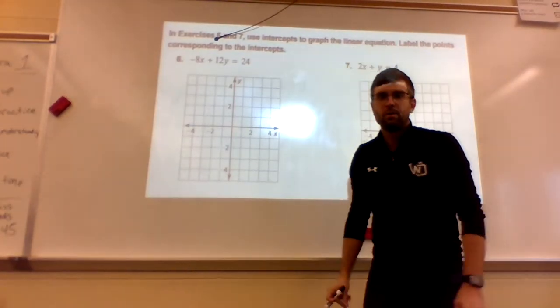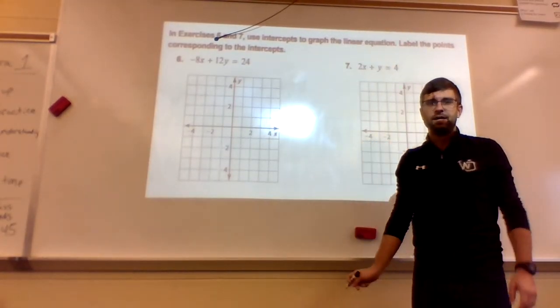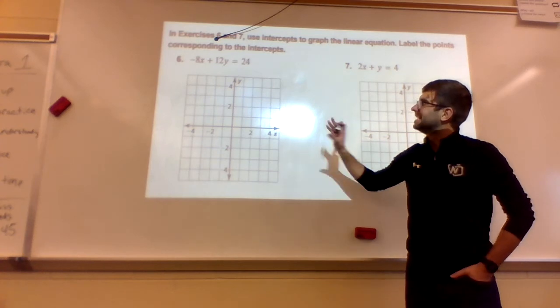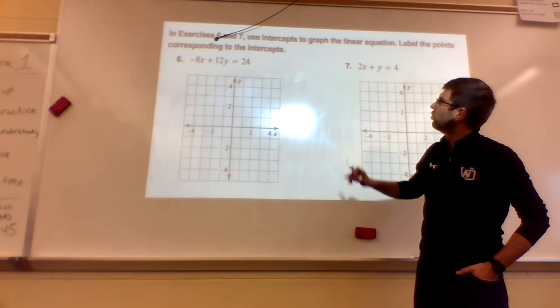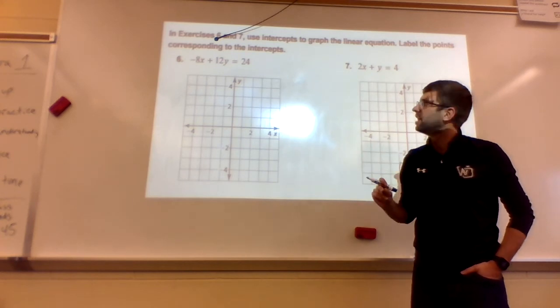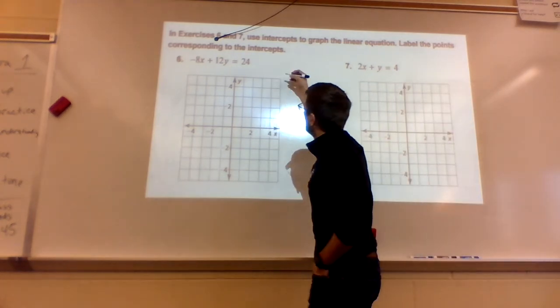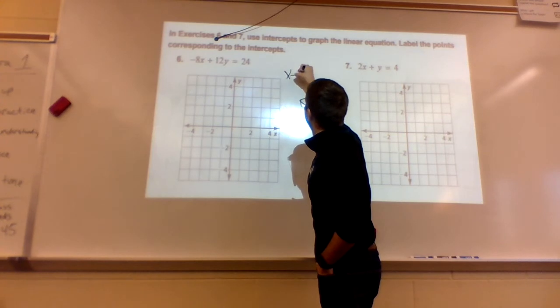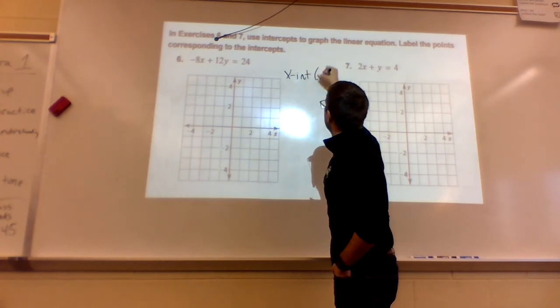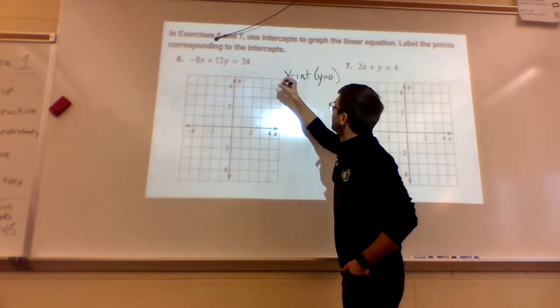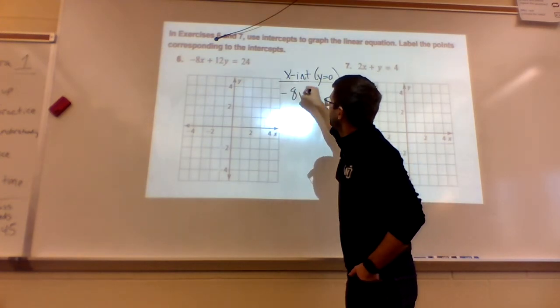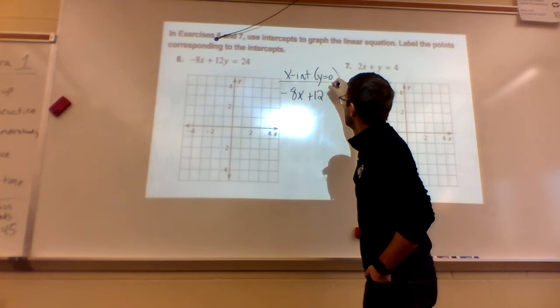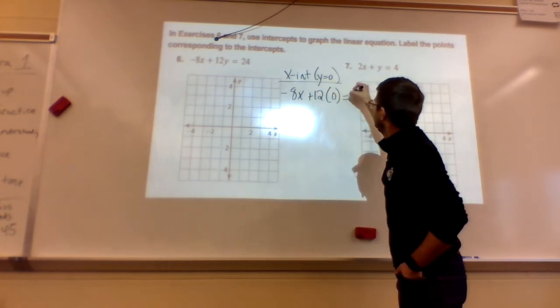All right, so now that we've got that main idea of finding our x and y intercepts, we're going to take it and put it to the graph. So I'll go through number 6, and then we'll invite you to do number 7. To find our x-intercept, we know we start by plugging in y equals 0. So we're going to take our equation, -8x plus 12 times 0 equals 24.